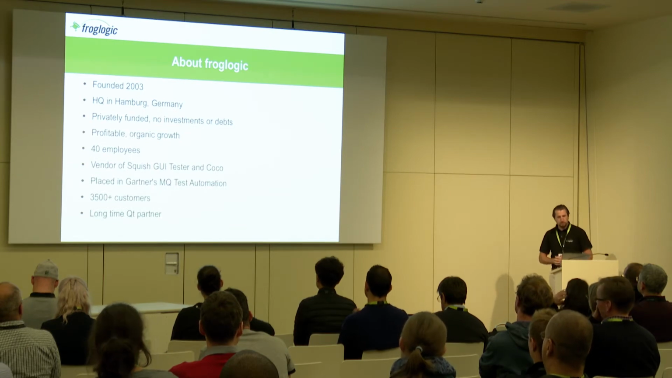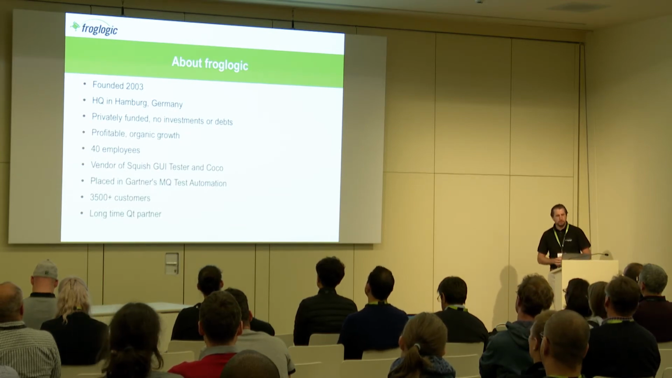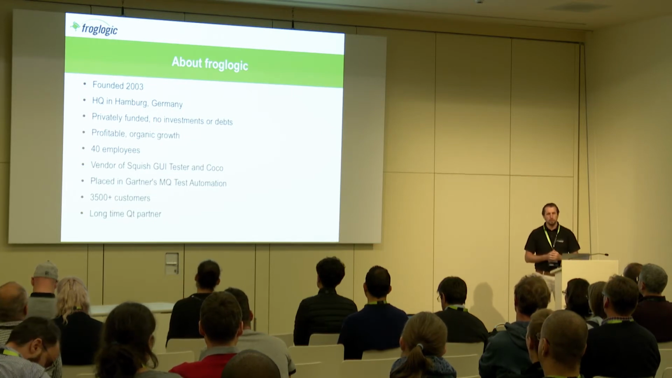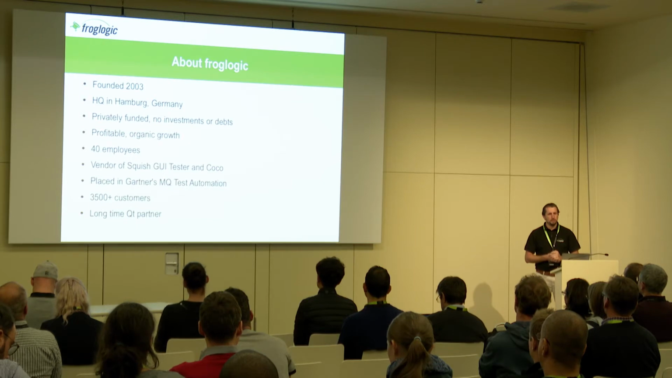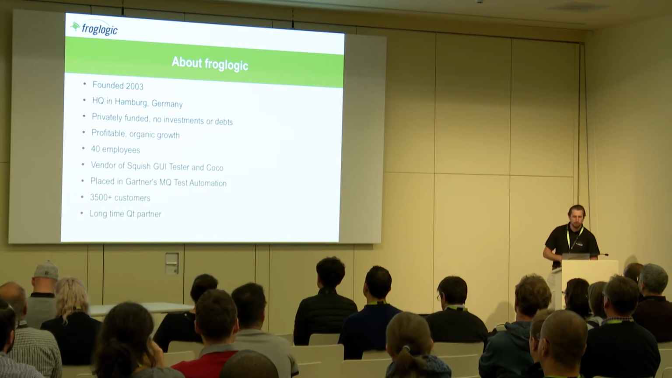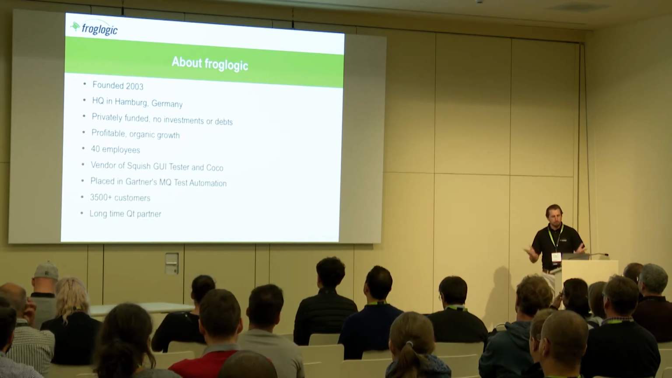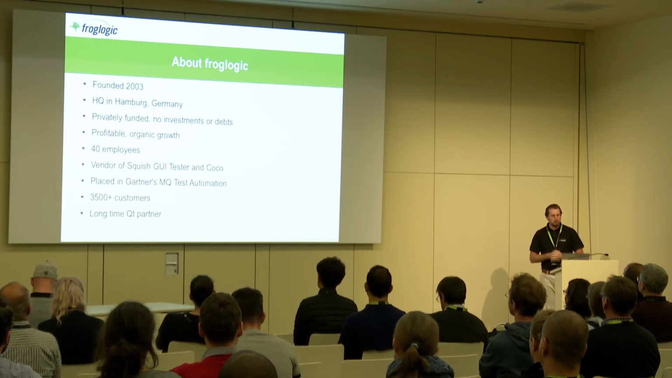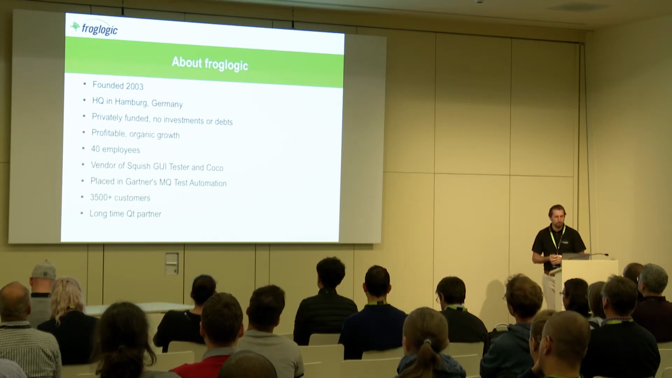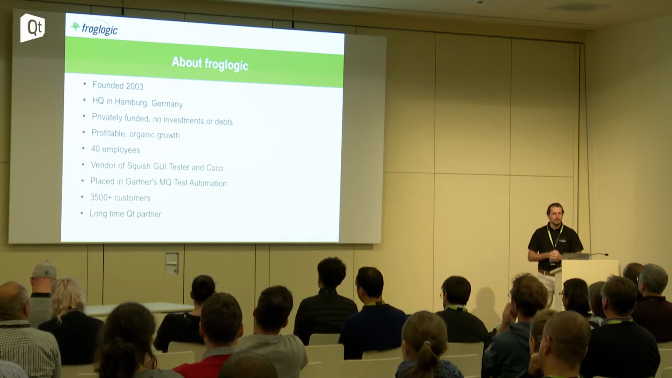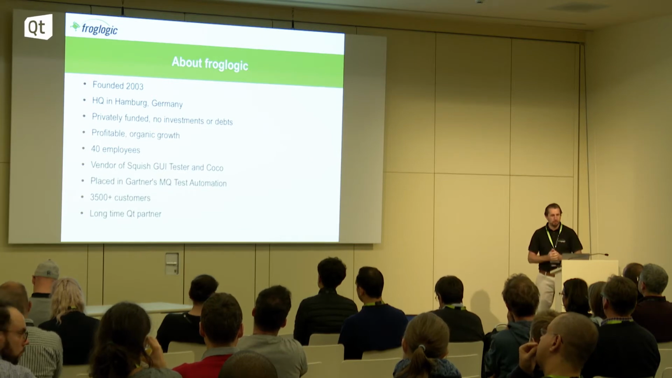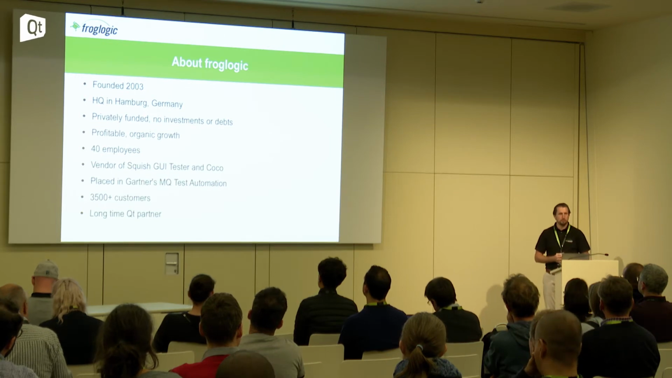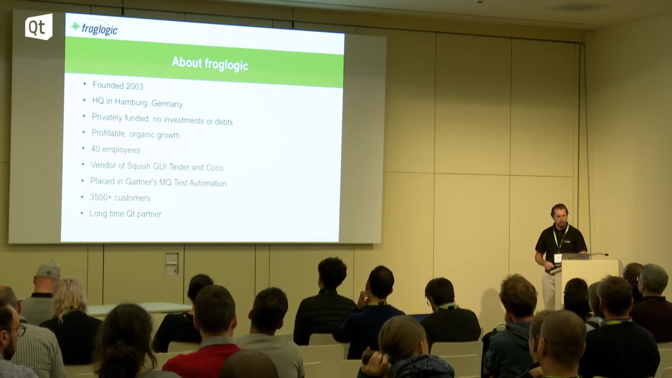Our company, just also very quickly to introduce you, we have been around since 2003. We founded froglogic with the goal to create an automated GUI testing solution for Qt primarily. We are headquartered in Hamburg, with about 40 people working there. We have a quite large customer base of over 3,500 companies today. And of course, since we are coming from the Qt world, we are a long-time Qt partner and work closely with the Qt company and all partners together.